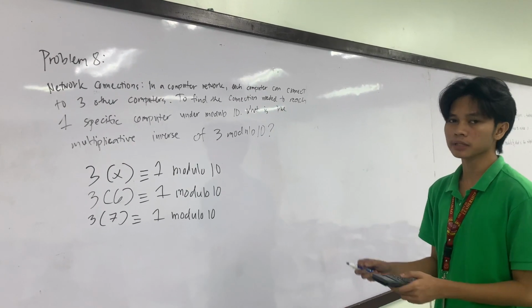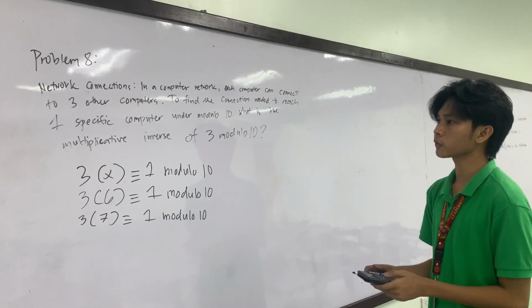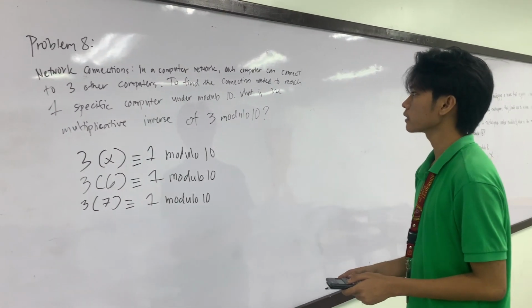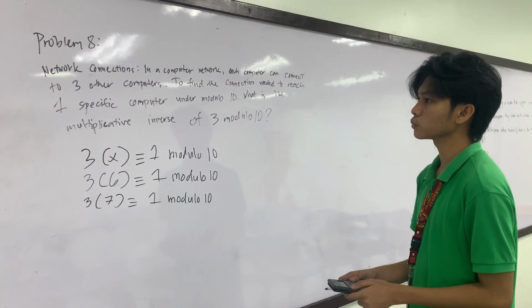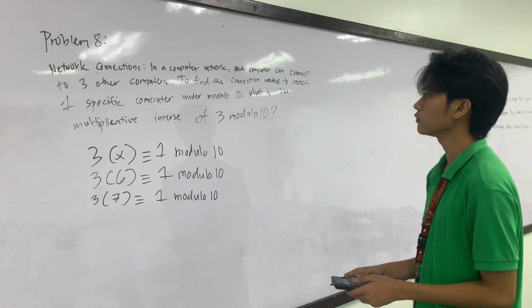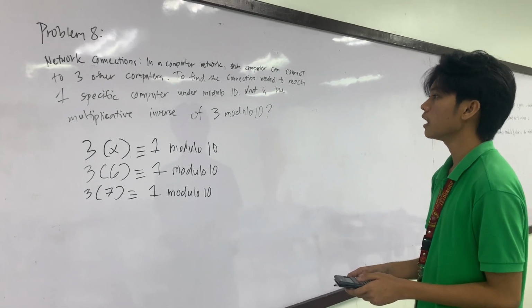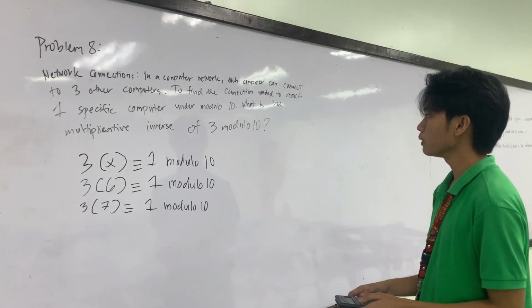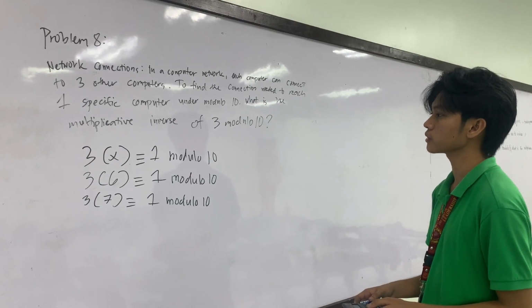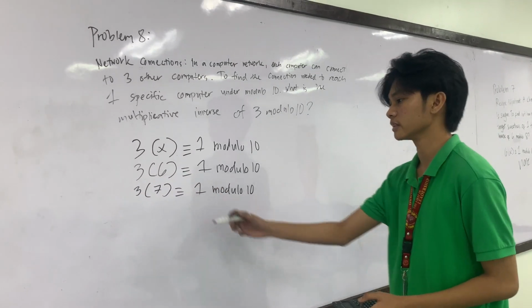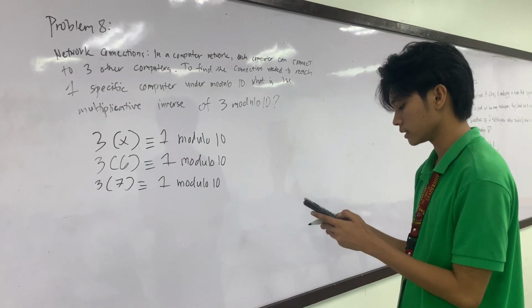So now we have problem number 8, network connections. In a computer network, each computer can connect to 3 other computers. To find the connection needed to reach one specific computer under modulo 10, what is the multiplicative inverse of 3 modulo 10? So here we have 6 and 7. So let's start with number 6.